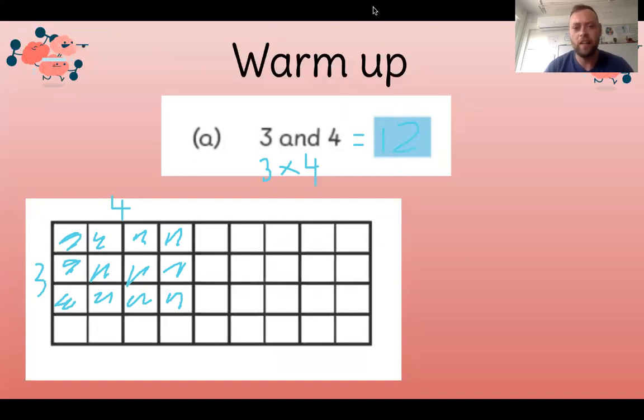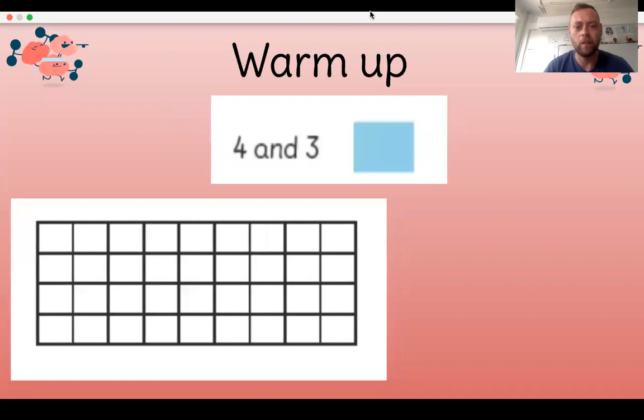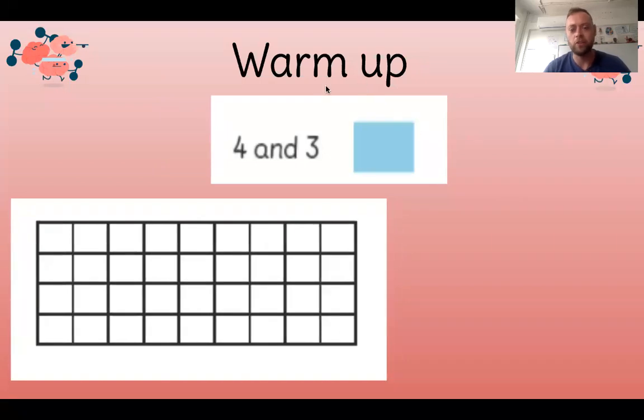Can you see if you can do the next one for me? Don't worry because you don't have the squares, but just see if you can draw your own array, which is super cool if you can. You can just do dots. So what would 4 and 3 look like? Can you draw it for me? I'm going to draw it using dots. So I'm going to do 1, 2, 3, 4, and then I'm going to make sure I have 3 going across.